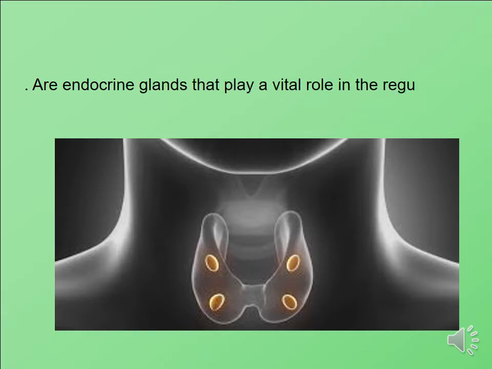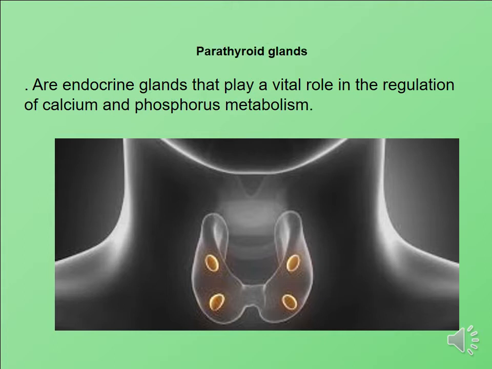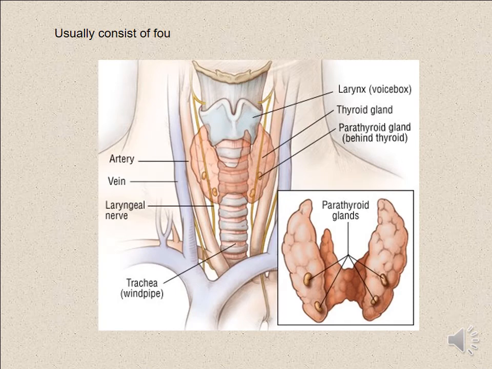Endocrine glands that play a vital role in the regulation of calcium and phosphorus metabolism are called parathyroid gland. This parathyroid gland is two pairs of glands that are located in the posterior surface of thyroid gland.